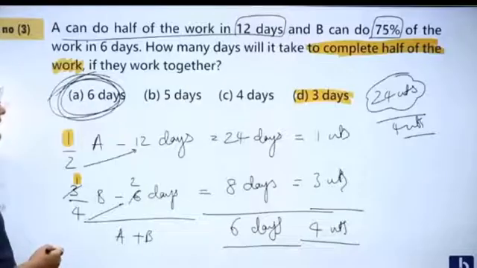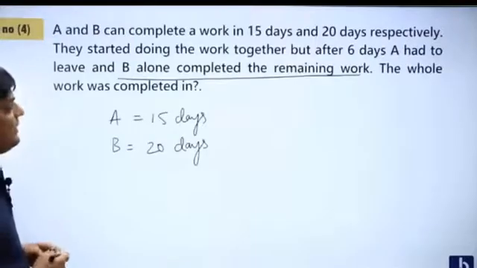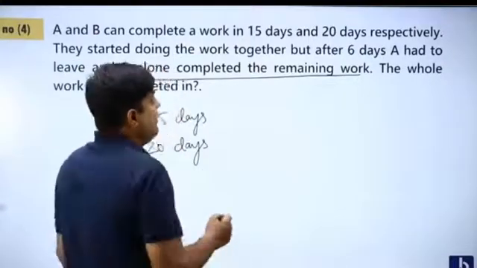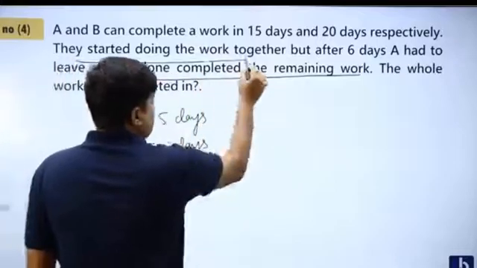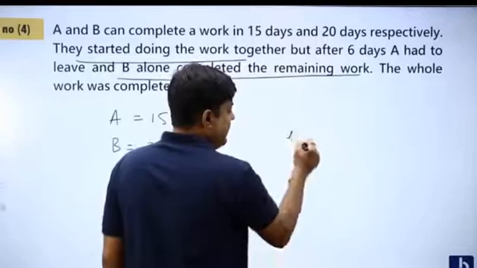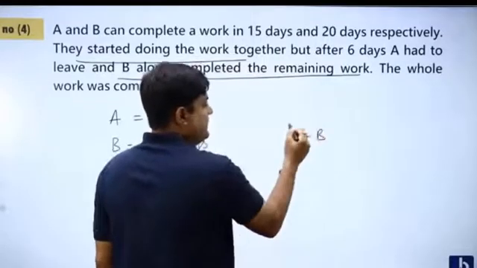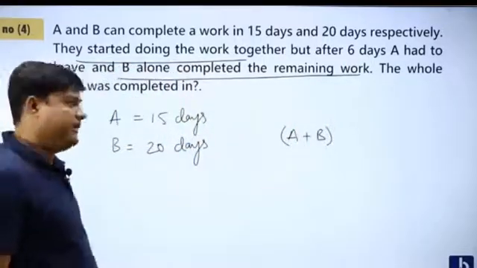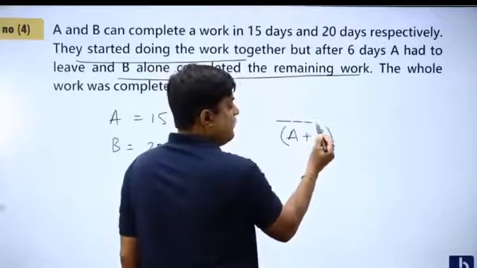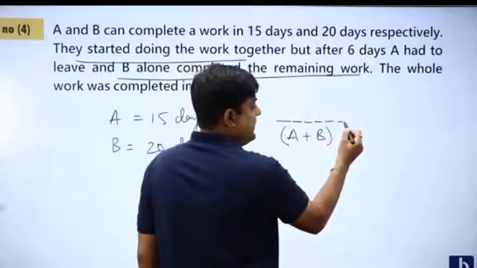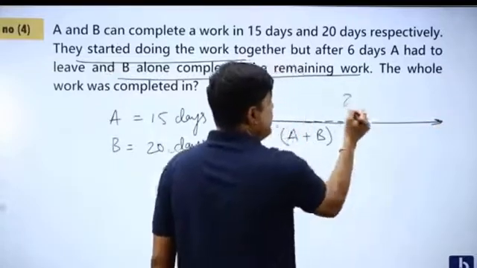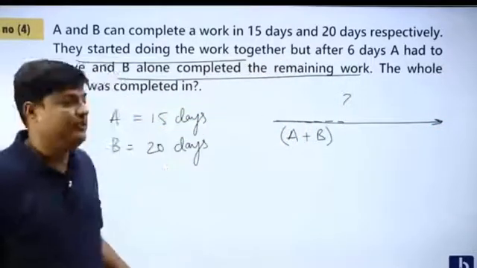Now, let's move forward. How to do this question? Have a look here. I'm going to write down one equation. They started the work together, meaning A and B started the work together. First day they worked, second day, third day, fourth day, fifth day, sixth day. Like this they worked for 6 days. I don't know how many days the total work will go on, but these people have done 6 days of work.